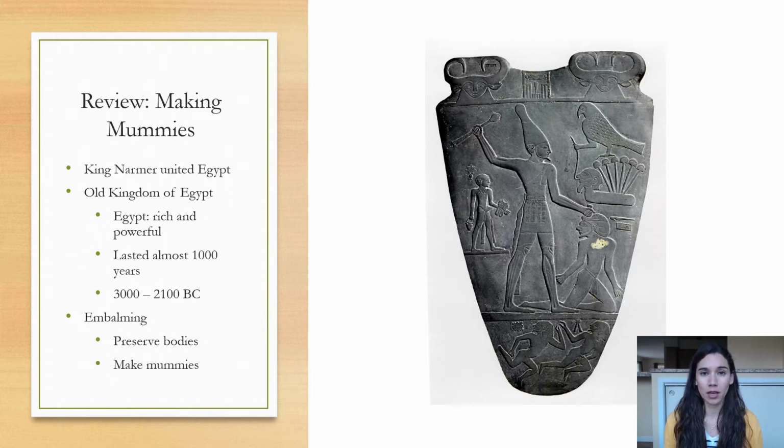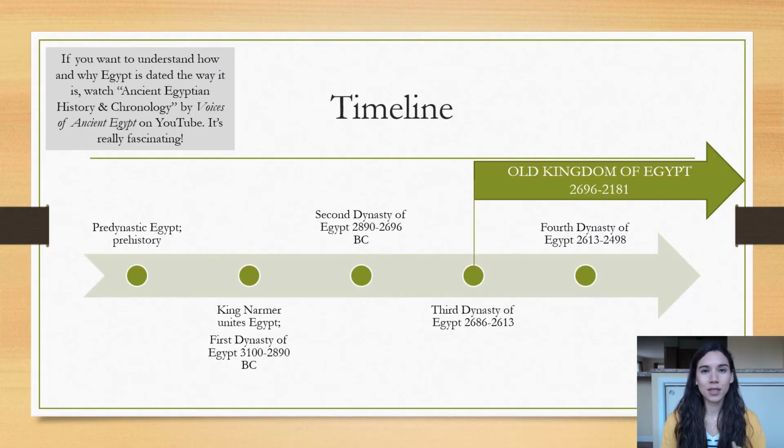that we call mummification. So to kind of get an idea of the timeline that we're going to be looking at, I want you to look at this first dot right here. So we discussed pre-dynastic Egypt, and we said it's prehistory. We're not going to really talk about it. And then we discussed how King Narmer united Egypt, and this begins the First Dynasty of Egypt. As you can see here, we have the Second Dynasty, the Third Dynasty, and the Fourth Dynasty of Egypt. When the Third Dynasty of Egypt begins, that's when we have the Old Kingdom of Egypt beginning.